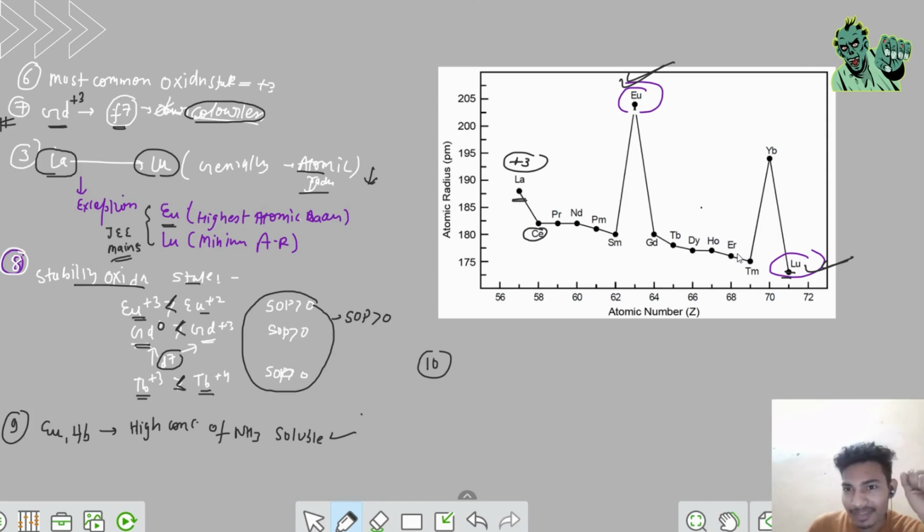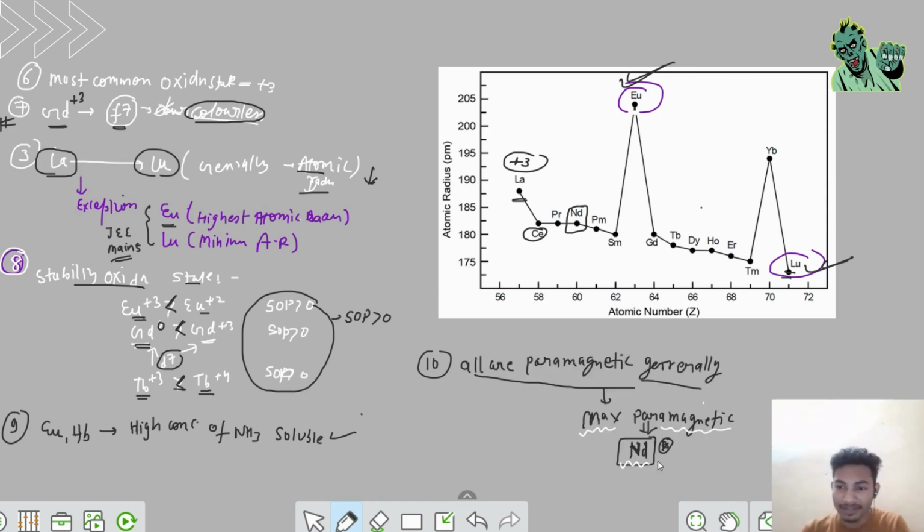But about the paramagnetic nature, we can't discuss. Let's see which one has the maximum paramagnetic nature. That is neodymium. That was asked many times, and neodymium has the maximum paramagnetic nature. That is very interesting.